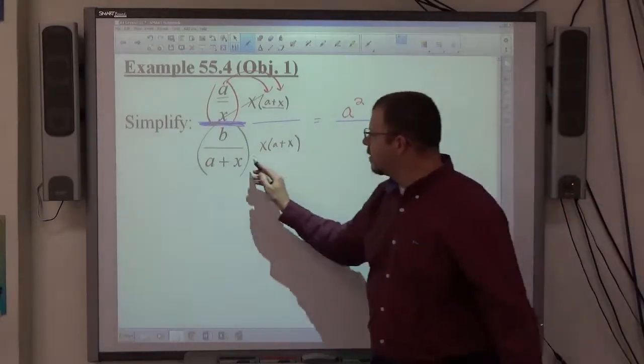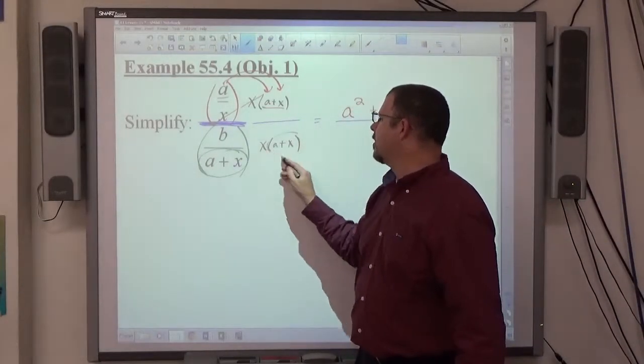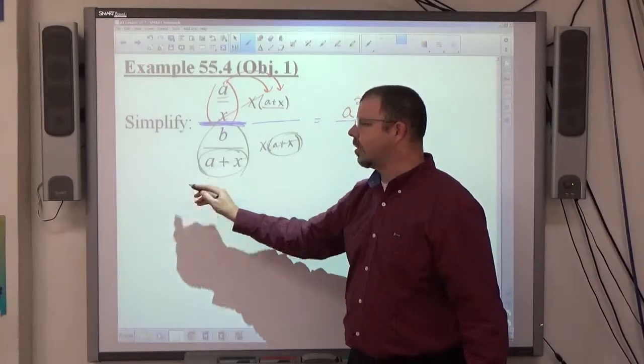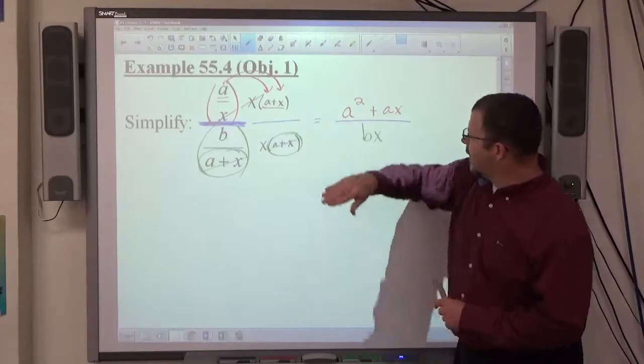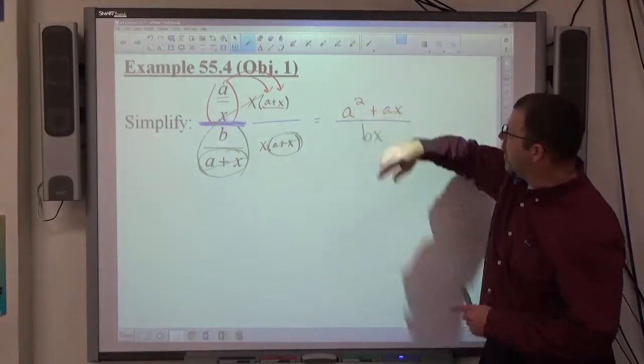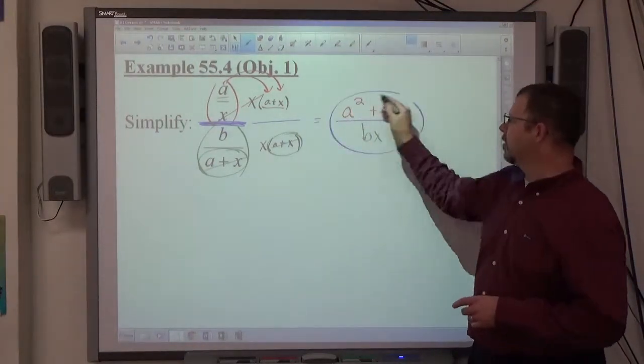On the bottom, this a plus x on the bottom being multiplied by this a plus x on the top cancel each other out. That leaves me with bx. Again, non-fractions on top, non-fraction on the bottom. That is my final answer.